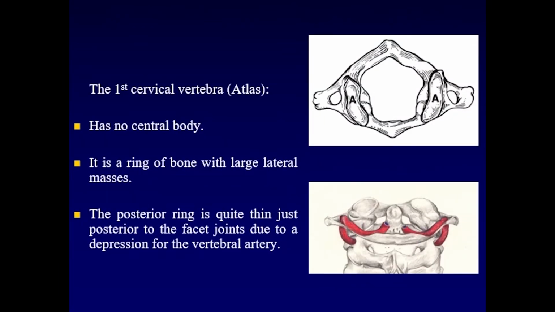The first cervical vertebra, the atlas, has no central body. It is simply formed of a ring of bone with large lateral masses. The posterior ring is quite thin, just posterior to the facet joints, due to a depression for the vertebral artery.